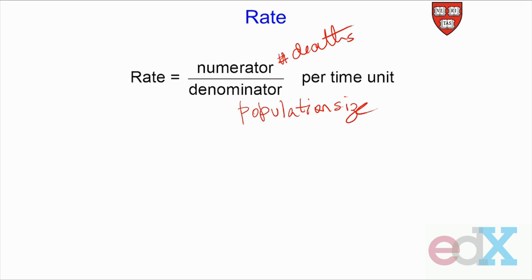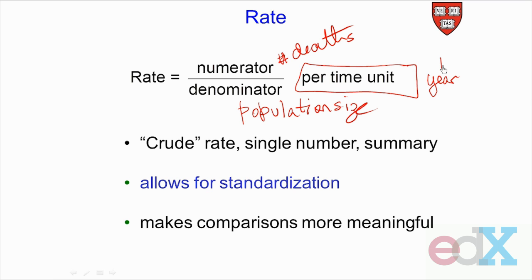Then what makes this different from a proportion, say, is that this is per unit time. So for example, we could do it per year. So our unit of time could be 1 year. And then we can do the rate is for the year. If we do this, this will allow us to standardize. It makes comparisons more meaningful because it takes into account the population size. This is what we call a crude rate. It's a single number summary of what's going on. But it does allow us to make these comparisons.